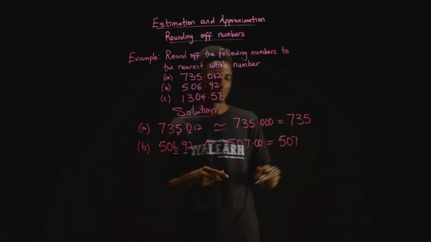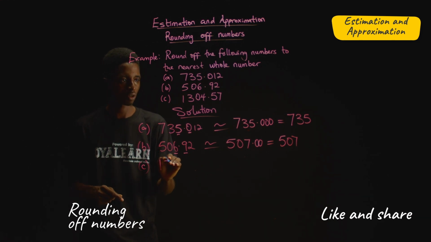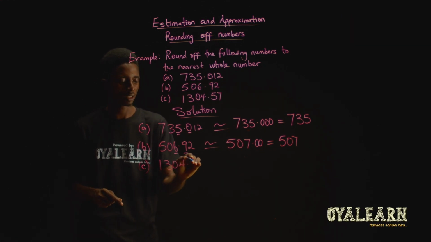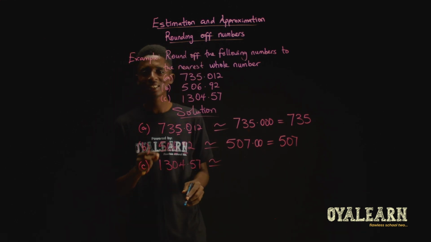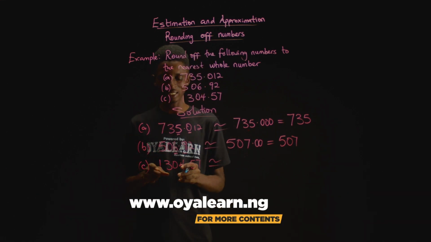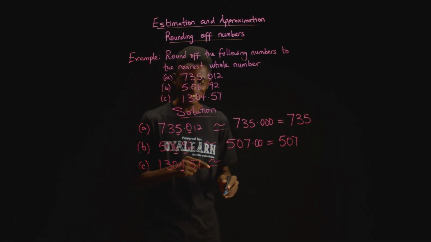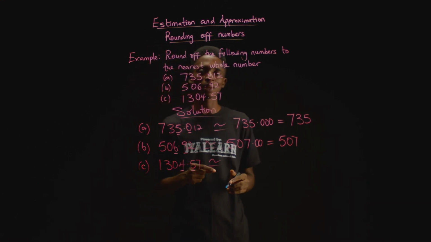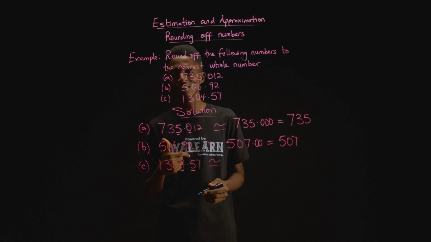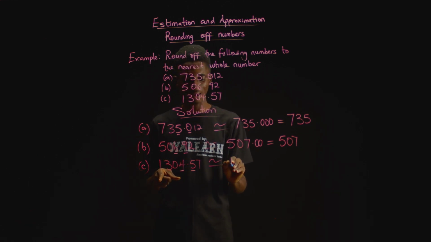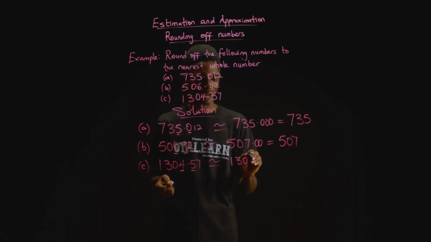So now we get to C, where we have 1,304.57, and this is approximately. Now, identify the digit that is in the rounding off place in this number. If you picked 4, you're correct. And the next digit to it is 5, which implies that we will round up. So we keep every other digit, but increase that digit in the rounding place by 1. So that is, we have 130, and now, instead of 4, we increase it by 1, and then we have 5.